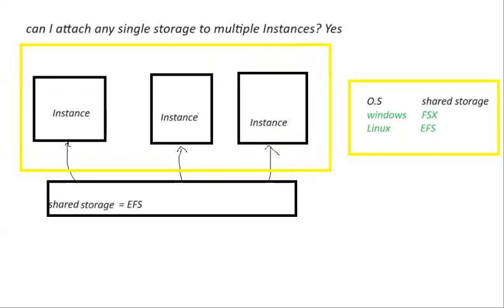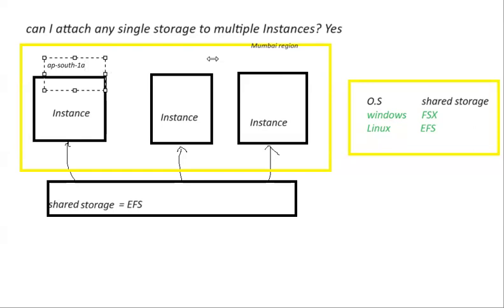Let me take Mumbai as the region. In Mumbai region, all my instances are present. The first instance is present in the first availability zone, that is AP South hyphen 1A availability zone.